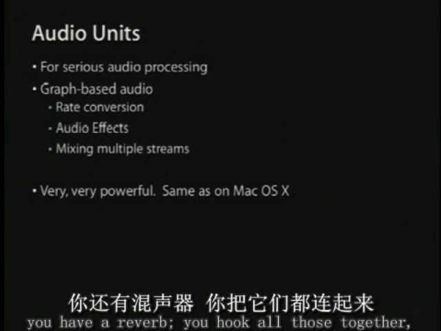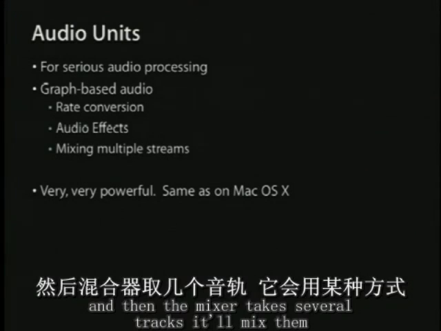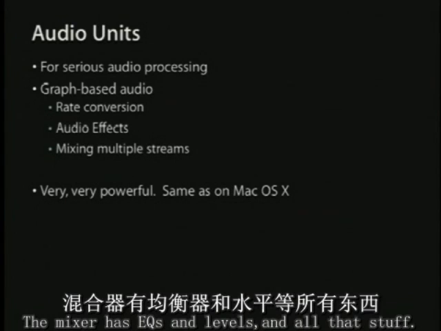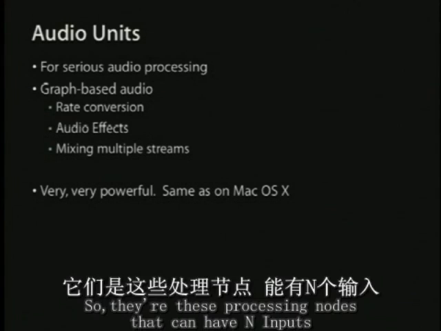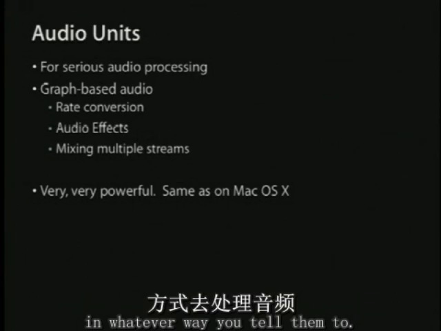You hook all those together. You can have several of those, hook them into a mixer, and then the mixer takes several tracks. It'll mix them in certain ways. The mixer has EQs and levels and all that stuff. And then the audio units can have outputs as well. So there are these processing nodes that can have n inputs and n outputs, and they'll process audio in whatever way you tell them to.